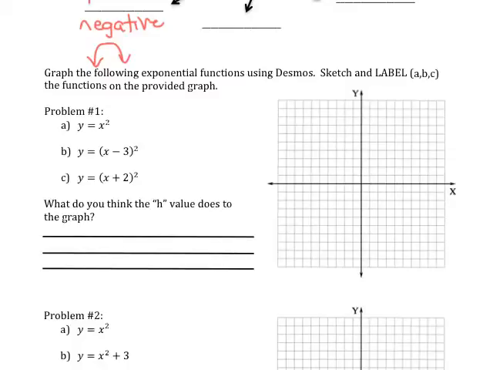Okay, so y equals x squared is just going to be a nice basic parabola. Once we throw in the -3, it's going to shift over this way. And then once we throw in the +2, it's going to shift over this way. Hopefully in your conversations, what do you think the H value does? It's going to shift it horizontally. Let me zoom in here.